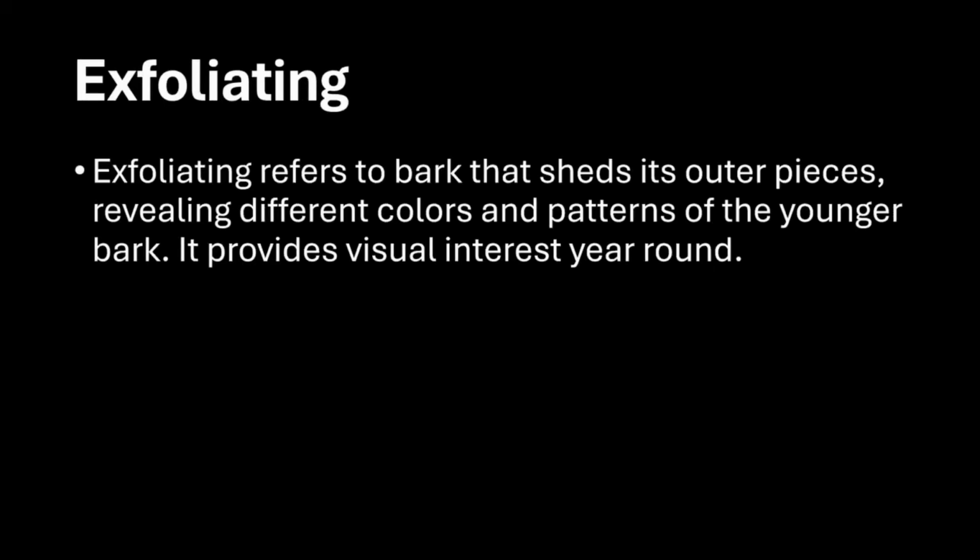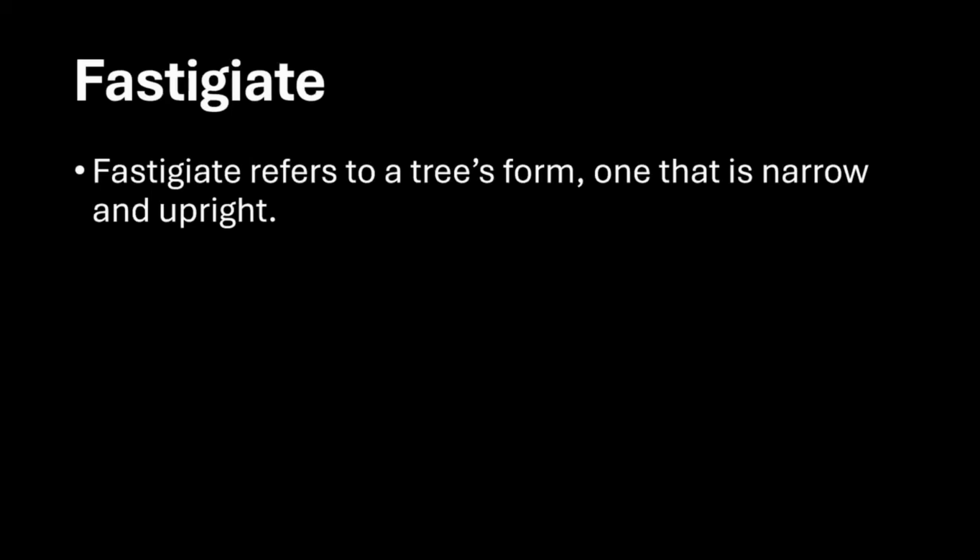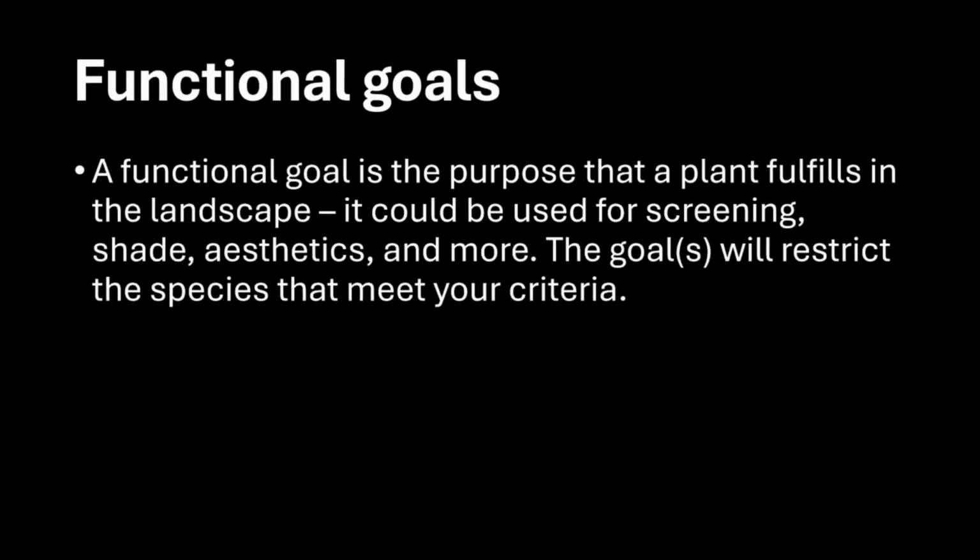Exfoliating. Exfoliating refers to bark that sheds the outer pieces, which reveals different colors and patterns of the inner younger bark. It provides visual interest year-round. Fastigiate. Fastigiate refers to a tree's form, one that is narrow and upright. Functional goals. A functional goal is the purpose that the plant fulfills in the landscape. It could be used for screening, shade, aesthetics, and more. The goals will restrict the species that meet your criteria.